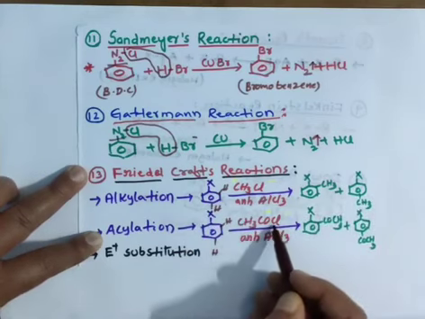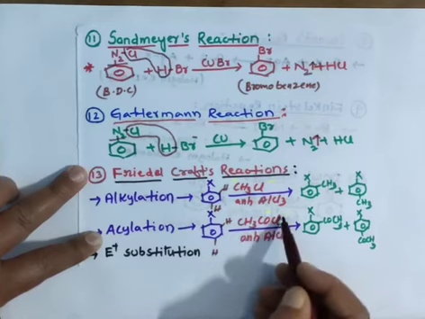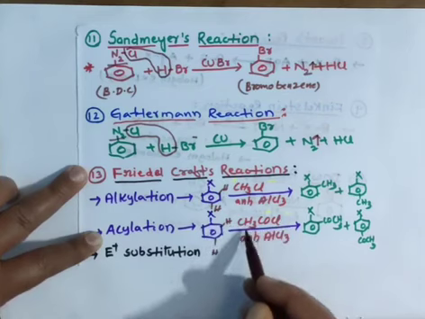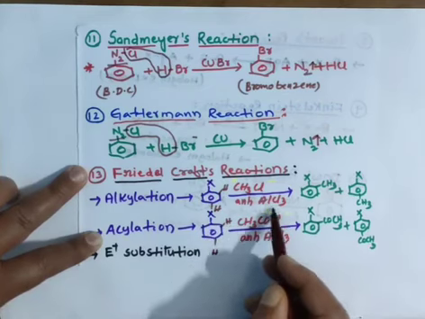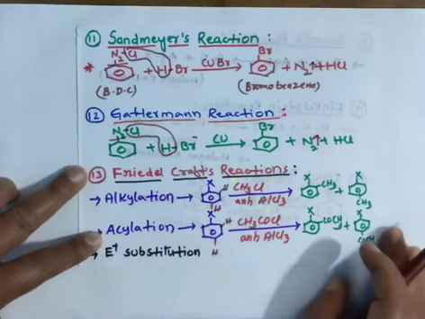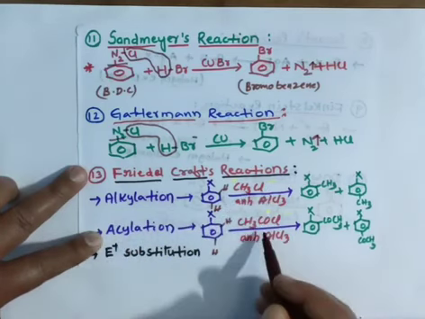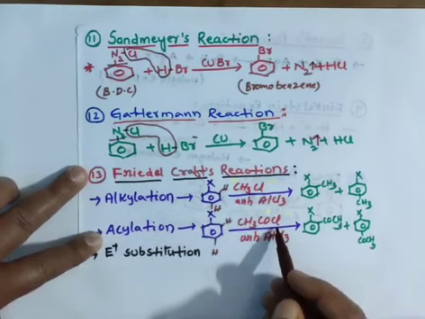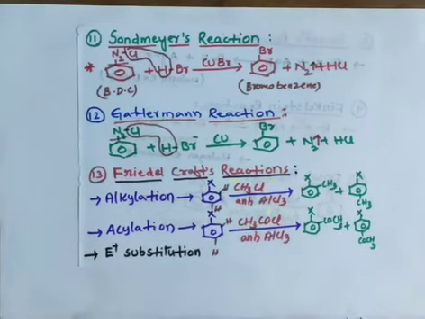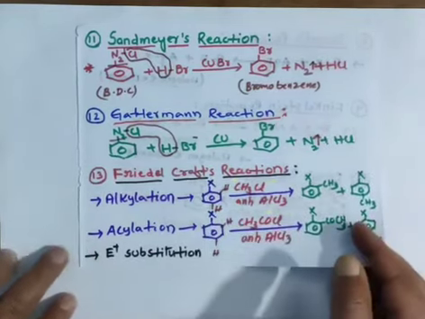And here acyl chloride or acetyl chloride, CH3COCl. Cl is removed like HCl. Now CH3CO plus will attack on this ortho, and ortho-para products you are getting. So in alkylation, alkyl halide; in acylation, acyl halides, that is acetyl chloride, like that we are using. Always ortho-para products you are getting in Friedel-Crafts reaction. This is Friedel-Crafts alkylation and acylation.